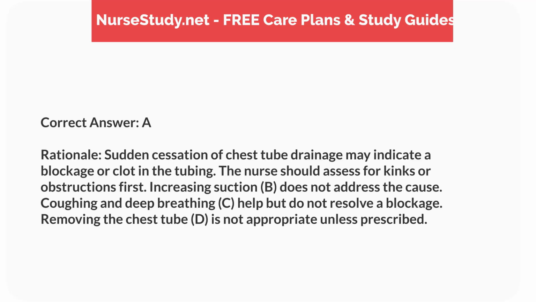Correct answer, A. Rationale: sudden cessation of chest tube drainage may indicate a blockage or clot in the tubing. The nurse should assess for kinks or obstructions first. Increasing suction, B, does not address the cause. Coughing and deep breathing, C, help but do not resolve a blockage. Removing the chest tube, D, is not appropriate unless prescribed.